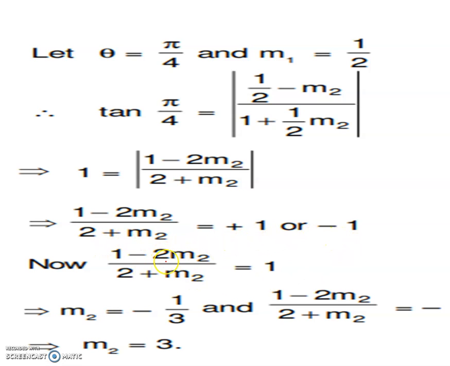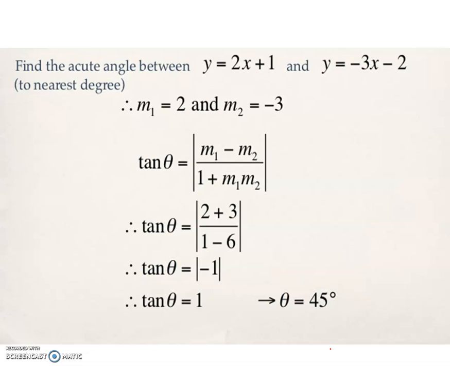If we take 1 minus 2 m2 upon 2 plus m2 is equal to 1, we simplify and get m2 is equal to minus 1 upon 3. And 1 minus 2 m2 upon 2 plus m2 is equal to minus 1 gives m2 is equal to 3. So we have two different values of m2, minus 1 upon 3 and 3. So we have derived the m1 and m2 values.